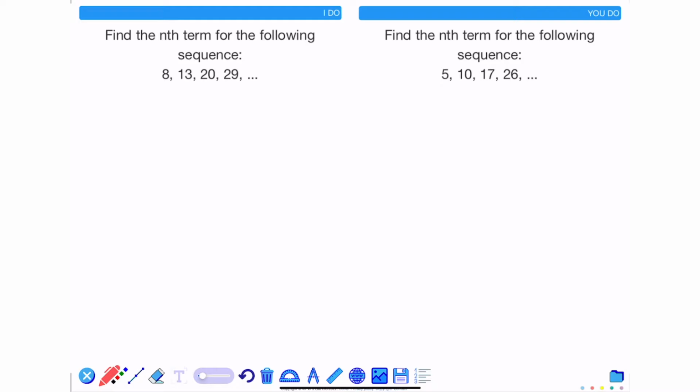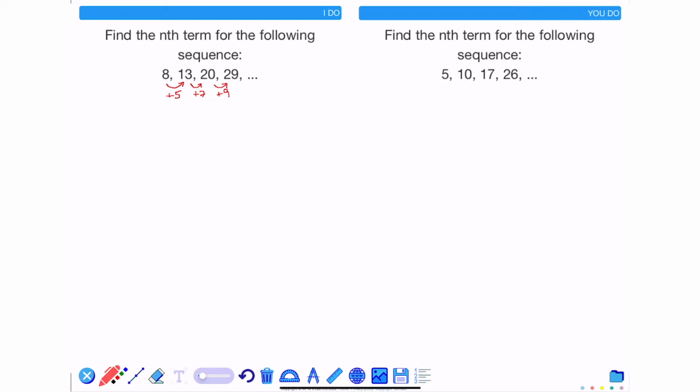In this video, we're going to be looking at how we can find the nth term rule for a quadratic sequence. Looking at the sequence I've been given and the differences between any two consecutive terms, I can see that it's going up by 5, then it's going up by 7, then it's going up by 9. So it doesn't have a first line of common differences.